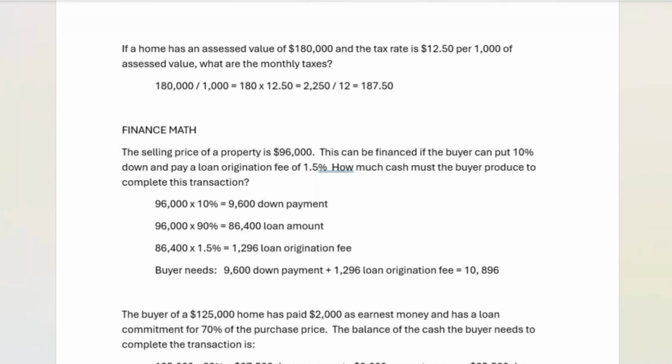In the next problem, you have a selling price of a property of $96,000. This can be financed if the buyer can put 10% down and pay a loan origination fee of 1.5%. How much cash must the buyer produce to complete the transaction? Well, what we know is the selling price is $96,000 and the buyer is putting 10% down. 10% of $96,000 gives him a $9,600 down payment.